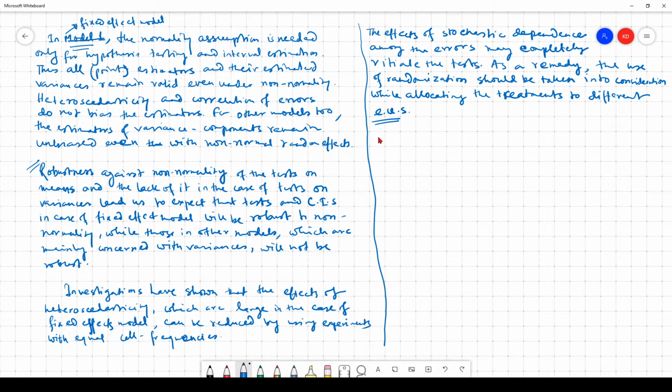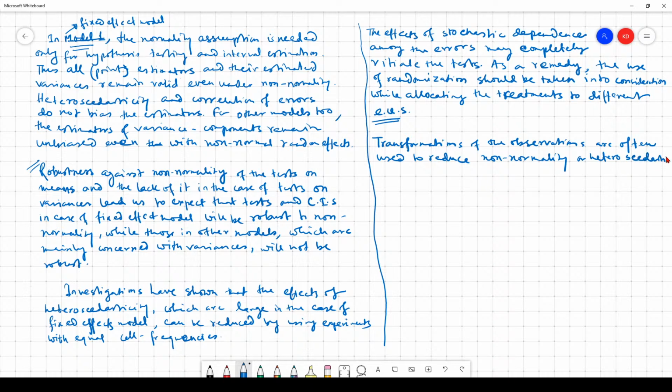Transformations of the observations are often used to reduce non-normality or heteroscedasticity.